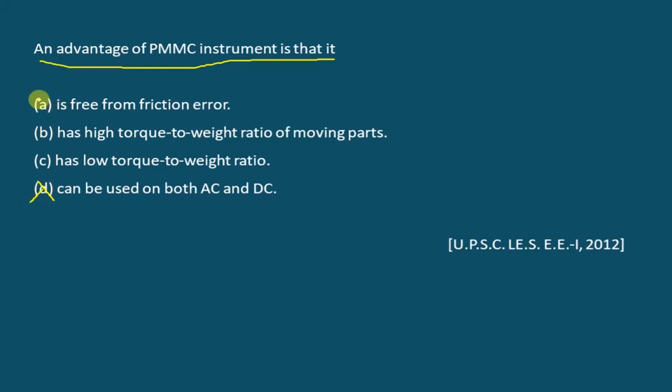It is not free from friction error. There is always some friction error in a mechanical plant. It has a very high torque to weight ratio of the moving parts, so this will be the correct answer. This was asked in UPSC IES in electrical engineering in 2012. Let's go to the next question.